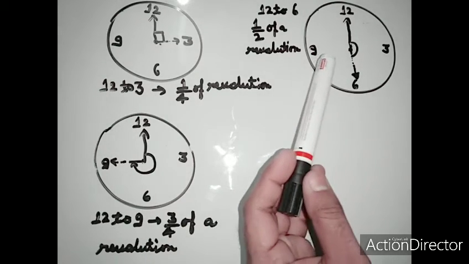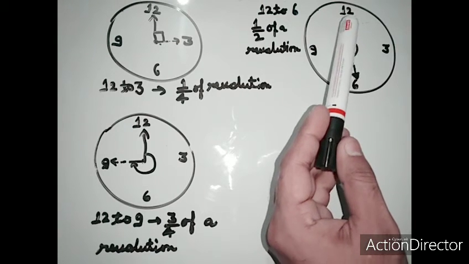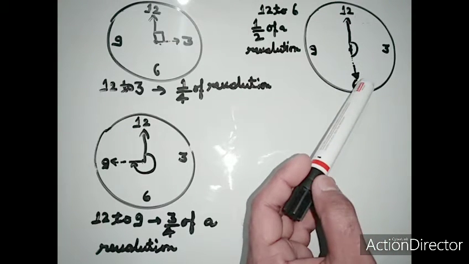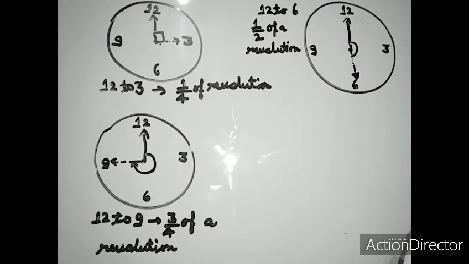Now 12 to 6, the angle formed by the initial position and final position is 180 degrees, and we say that it is half of a revolution. A 180 degree angle is half of a revolution. So it's the initial position of this minute hand, and its final position is 9. So when it moves 12 to 9, we say that it is 3/4 of a revolution, right? So here we take some examples related to angles formed by a clock.